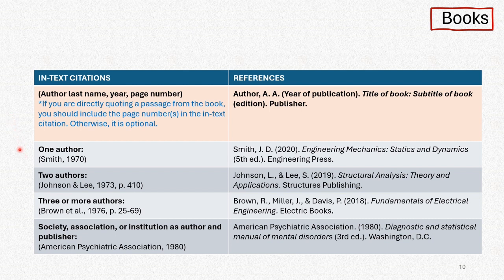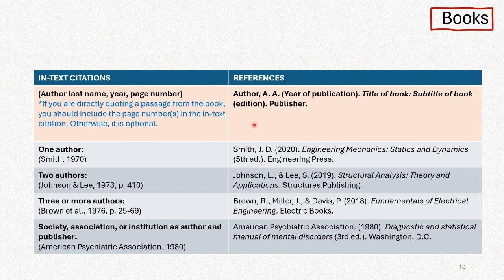And then similar to journal articles, if there are two authors, write both of their last names. If there are three or more authors, write et al. dot at the end of the first author name. So the same goes for a society, association or institution as author. For their corresponding reference, you should write the information according to this format.